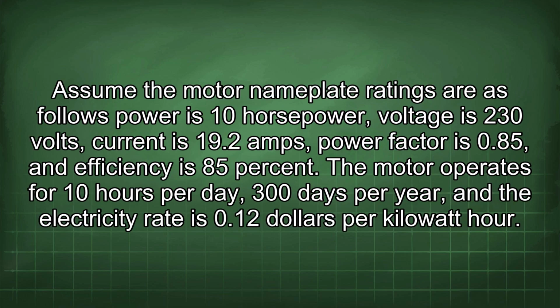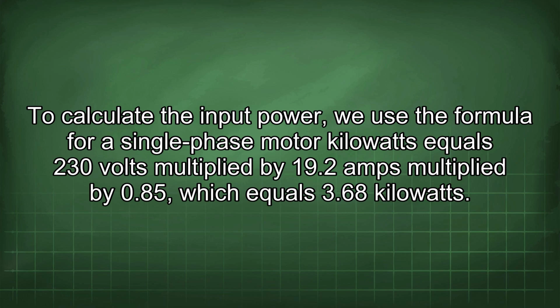Assume the motor nameplate ratings are as follows: power is 10 horsepower, voltage is 230 volts, current is 19.2 amps, power factor is 0.85, and efficiency is 85%. The motor operates for 10 hours per day, 300 days per year, and the electricity rate is $0.12 per kilowatt hour. To calculate the input power, we use the formula for a single-phase motor: kilowatts equals 230 volts multiplied by 19.2 amps multiplied by 0.85, which equals 3.68 kilowatts.